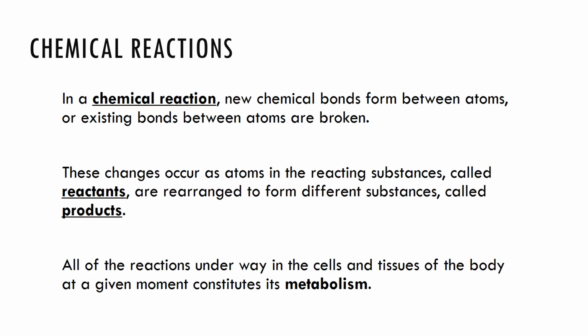Okay, chemical reactions. Chemical reactions are defined when chemical bonds form between atoms or existing bonds between atoms are broken. So we're either making or breaking bonds. These changes occur in the reactant substances, which are called the reactants, and they are rearranged to form what we call the products. All of the reactions that occur in the human body at any given time is what is referred to as our metabolism. And there's many reactions that occur in the body at any one given time.